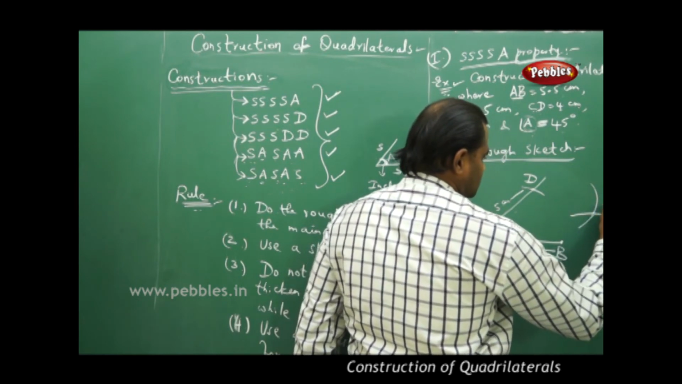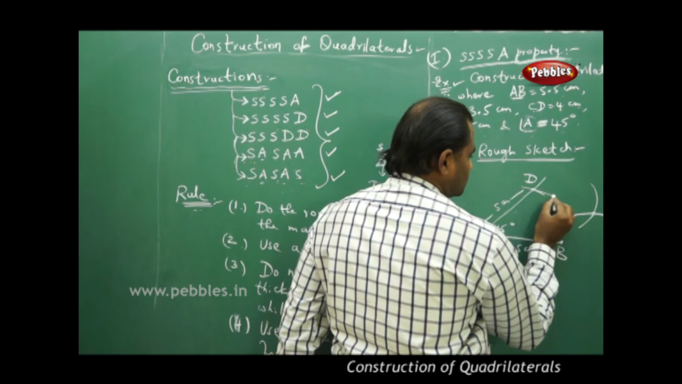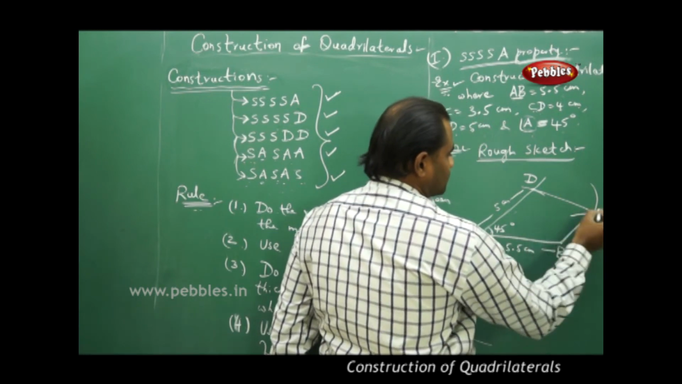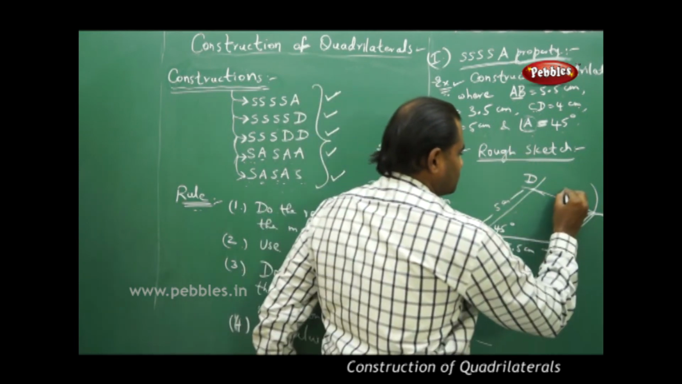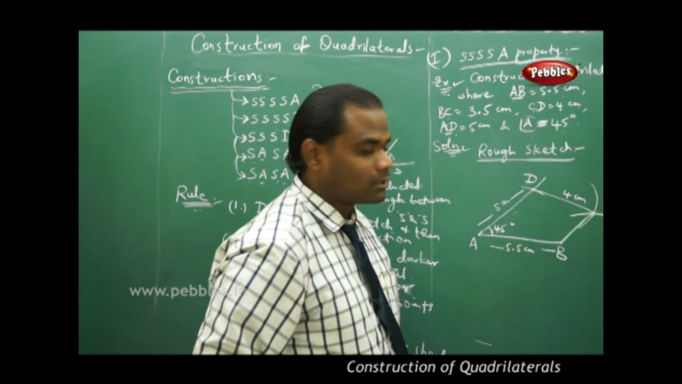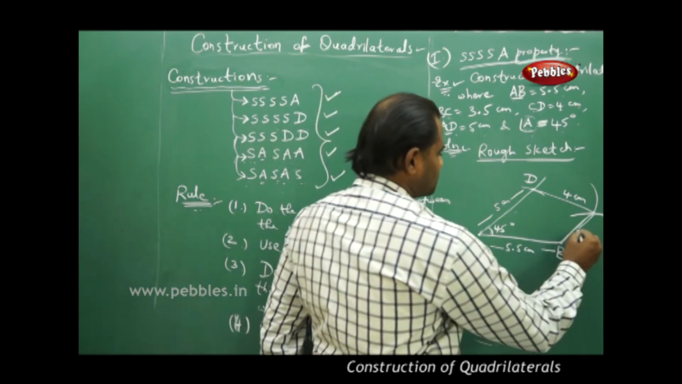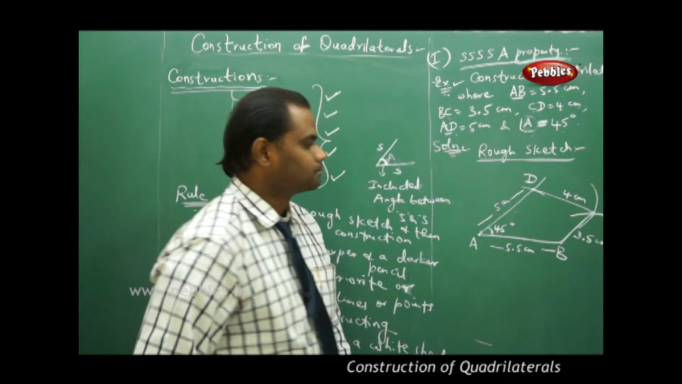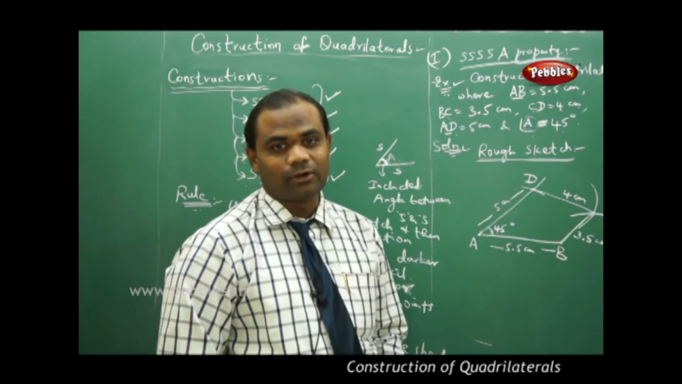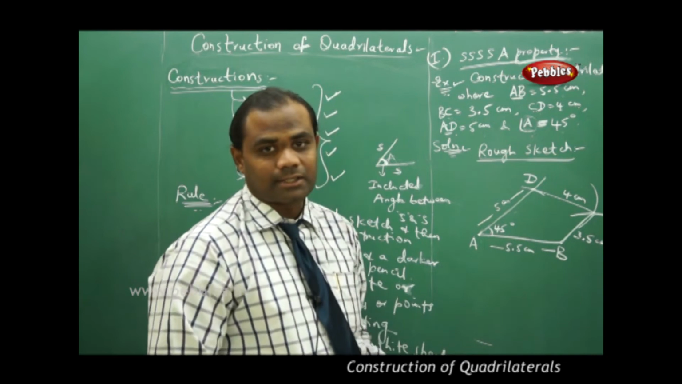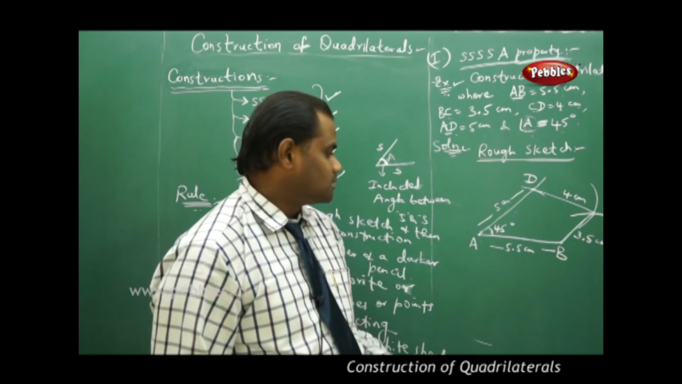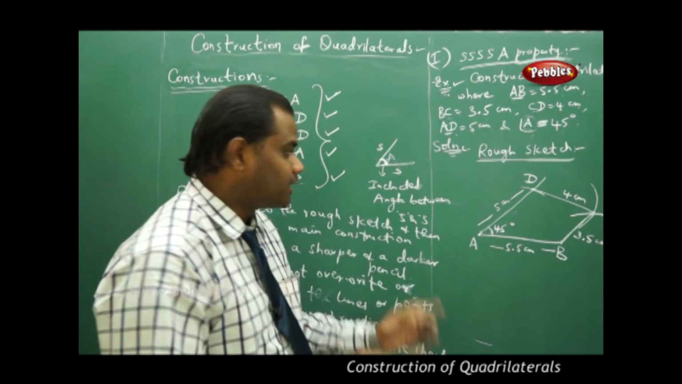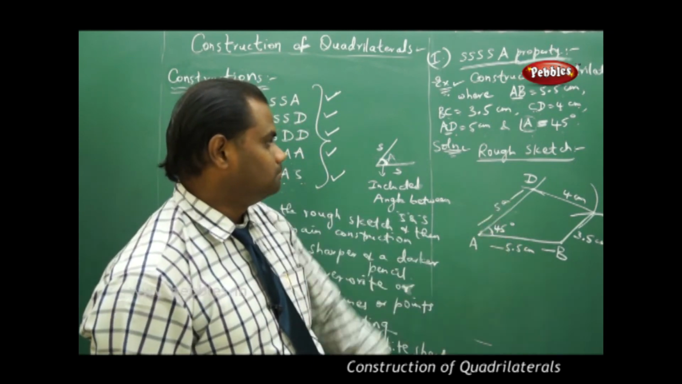So I get the point C, where I join them to get the distance CD, which is obtained as 4 centimeters, and the distance BC, which is obtained as 3.5 centimeters. So this is how I get the quadrilateral ABCD through the construction using a ruler, a pencil, a compass, and a protractor. So let's again recap once more for this problem.